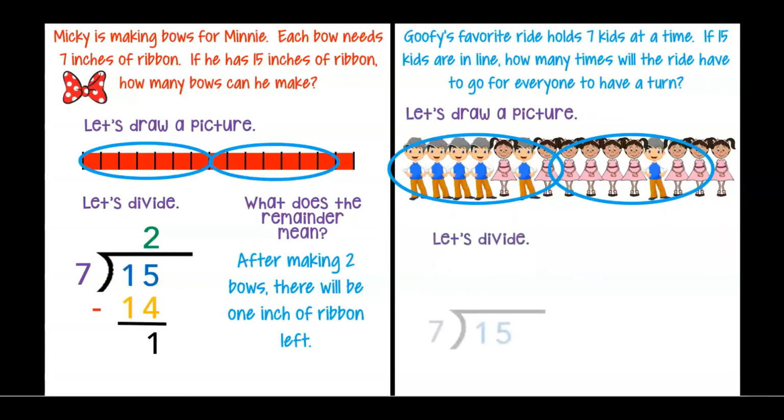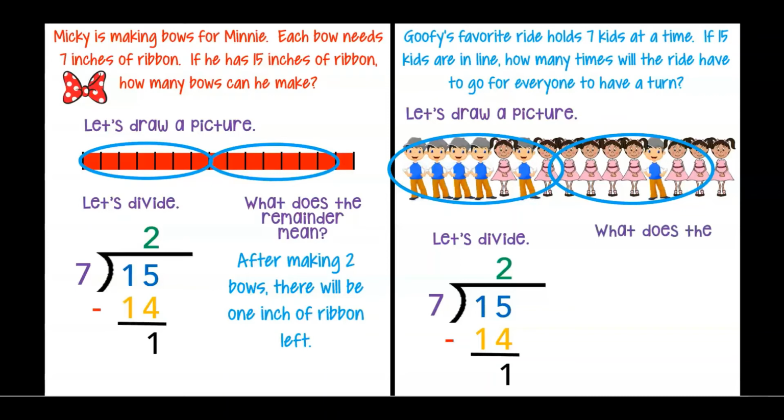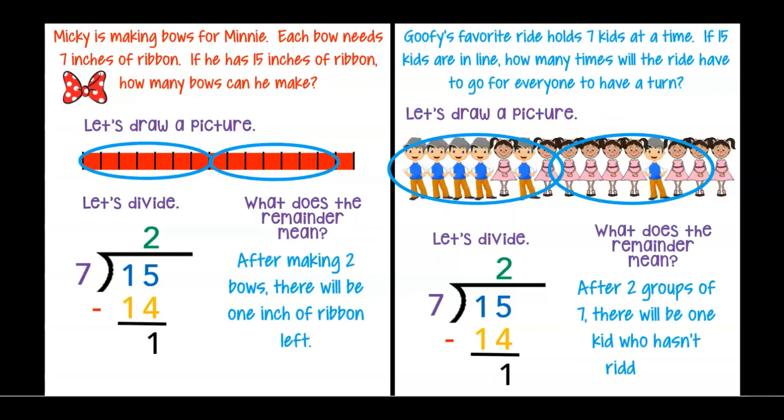Let's divide. 7 goes into 15 again 2 times. There's 2 circles. 2 groups of kids rode in full carloads down that ride. And 2 times 7 is 14. Then we subtract and we get a remainder of 1. That one little girl on the end, she hasn't ridden yet. So what does the remainder mean? After 2 groups of 7, there will be 1 kid who hasn't ridden yet. Let's talk about what to do with that information.